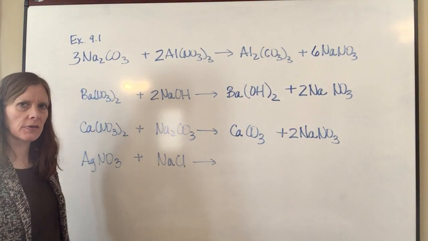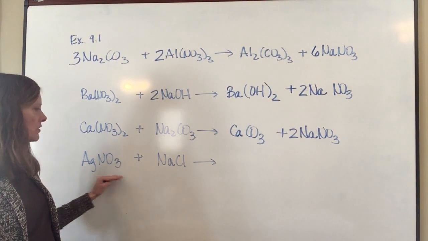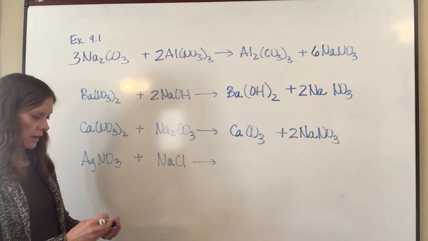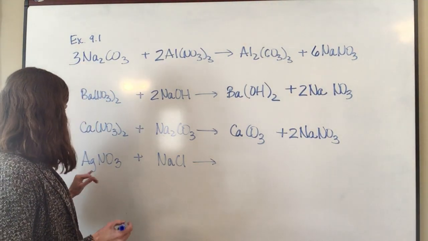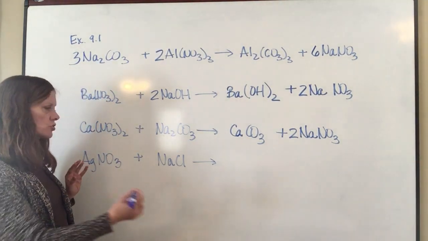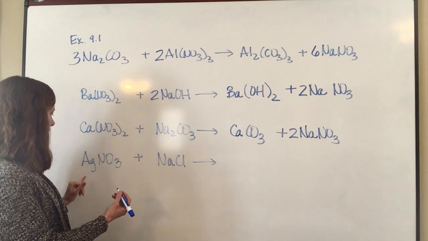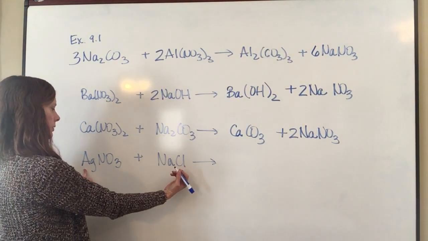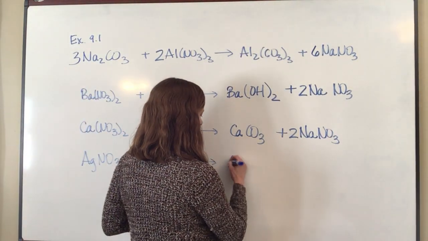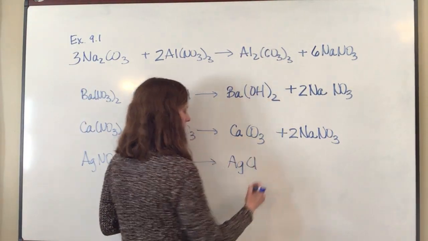All right, last example, silver nitrate and sodium chloride. Silver nitrate's extremely expensive, by the way. So if I'm going to swap partners here, my silver, which is my positive metal, is going to swap and go with my chlorine. So I've got Ag and Cl that go together.